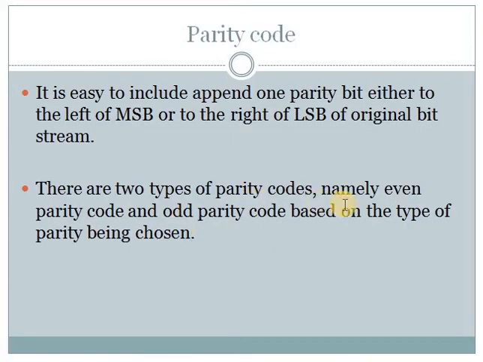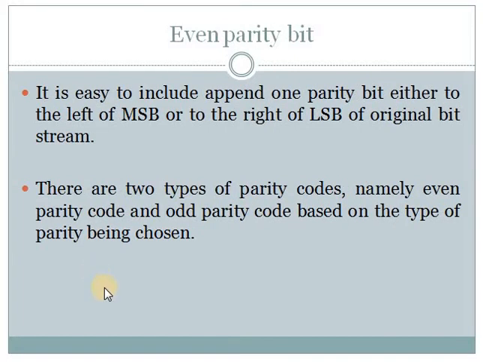There are two types of parity codes, namely even parity code and odd parity code, based on the type of parity being chosen. That is what we are going to choose. Now we will see the even parity bit. It is easy to append one parity bit either to the left of the most significant bit or to the right of the least significant bit of the original data.